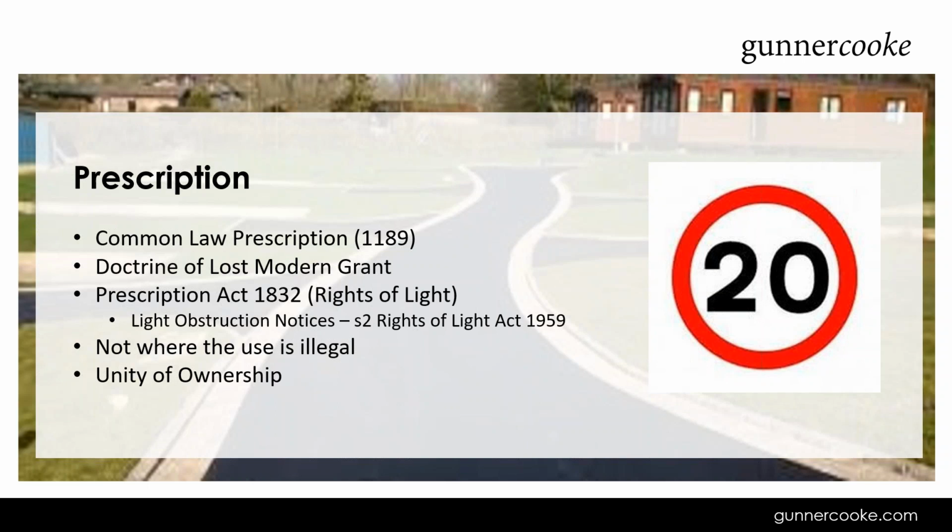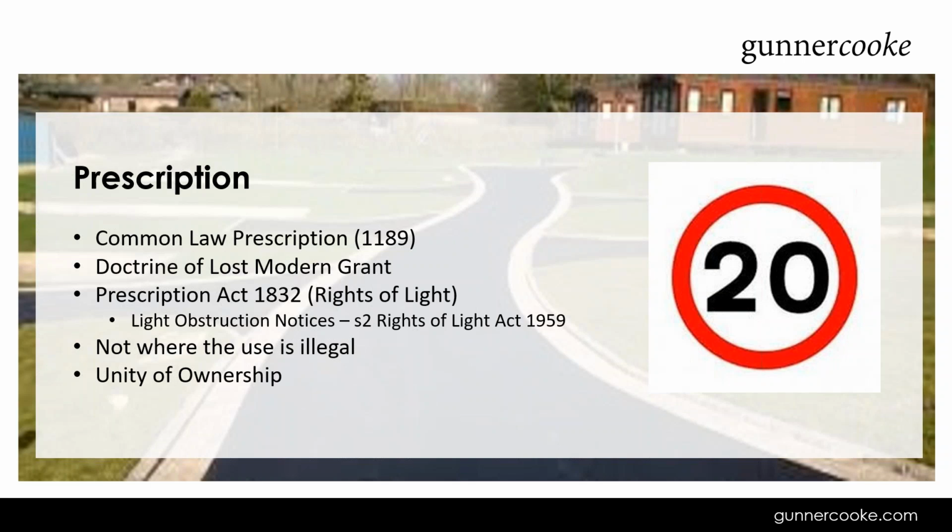You can rebut this though by showing that it hasn't in fact existed for the 20 years, or that at some point during those 20 years the dominant and servient land have been in the same ownership, because obviously if it's the same party that owns both parcels of land, even if they're separately registered, then clearly they're just crossing their own land. It's not a case of dominant and servient relationship.